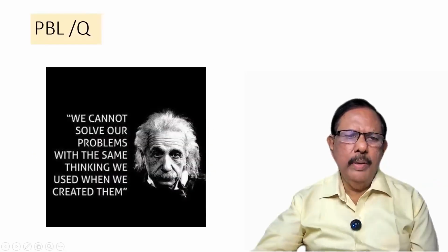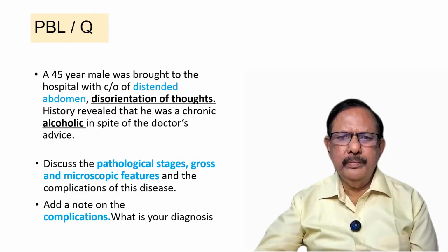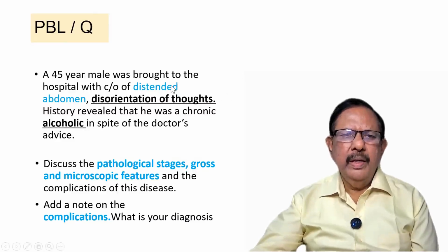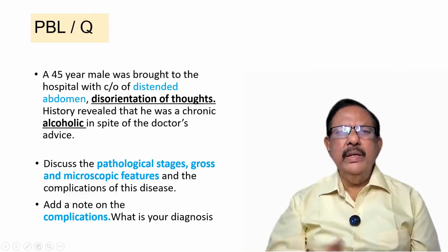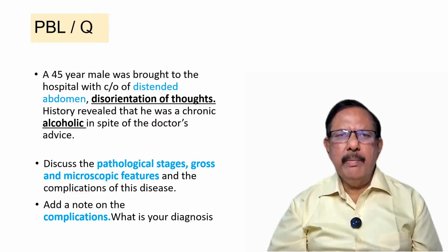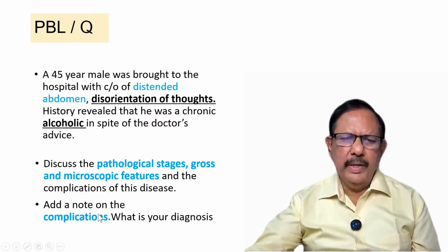We cannot solve our problems with the same thinking we used when we created them. So the thinking of the examiner and the students ought to be different, but shall merge imperceptibly. Again, a PBL, there are some keywords again. Distended abdomen, alcohol, this alone can be a keyword. And there is disorientation, probably the complication of a cirrhosis. So, what are all the things? In pathology, again, it will be gross and microscopy, which are more important. I shall always be stressing on the other subheadings as and where required. Complications, for example.